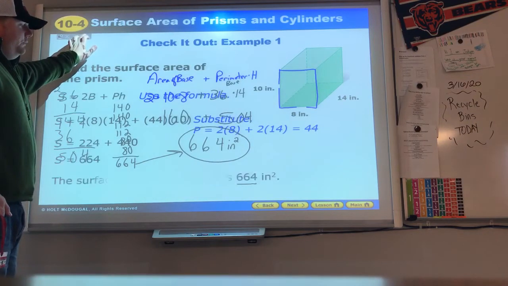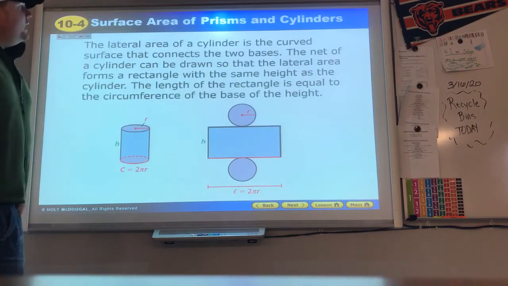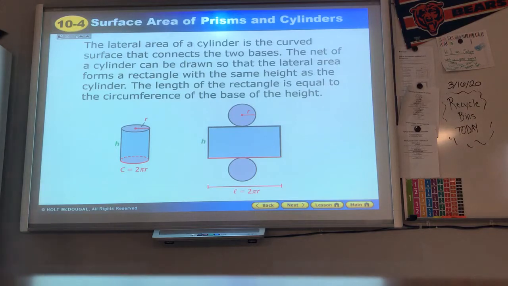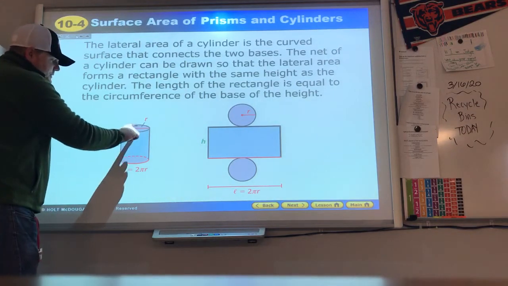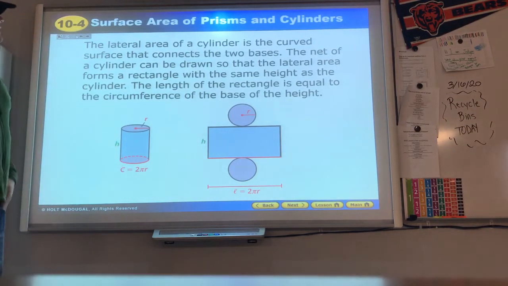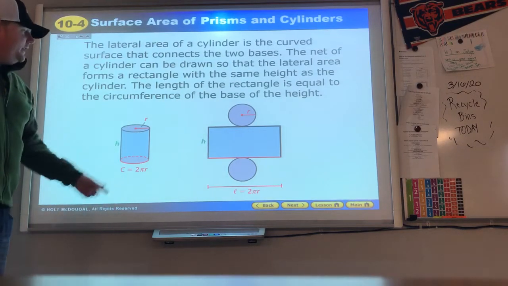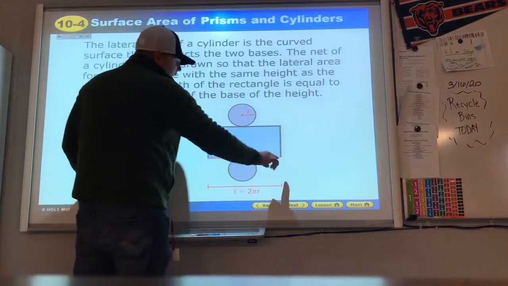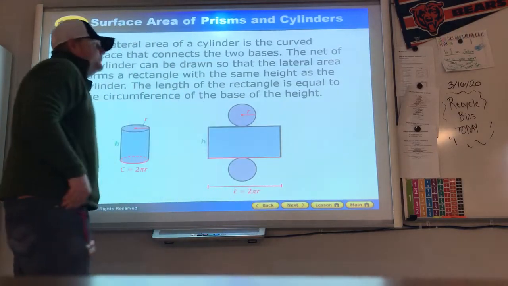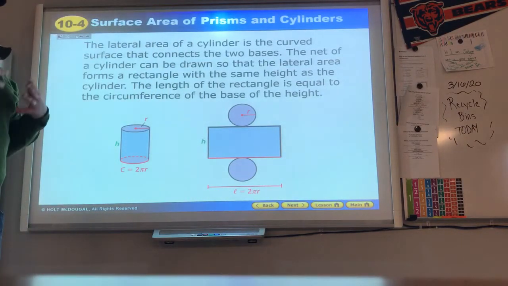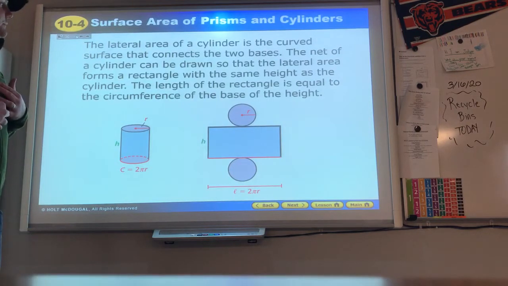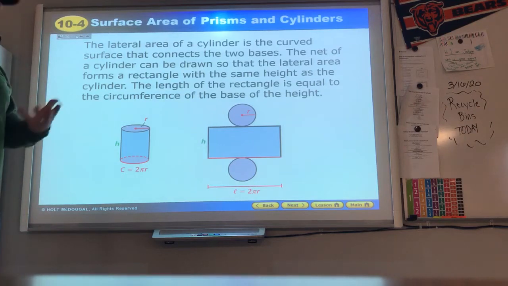The lateral area of a cylinder, that would be the lateral area from the circle to the circle, all right, is a curved surface that connects the two bases. Now, if I were to cut one line down this and unfold it, do you see how it creates a rectangle? That's the same thing we were trying to achieve and were achieving with our prisms. So, we are going to work on this.